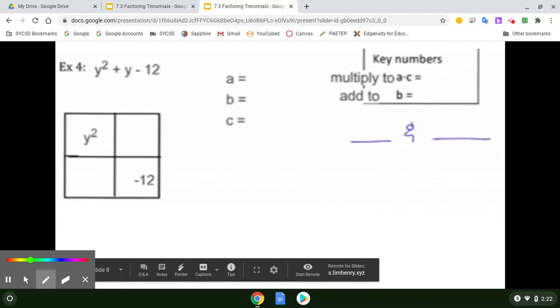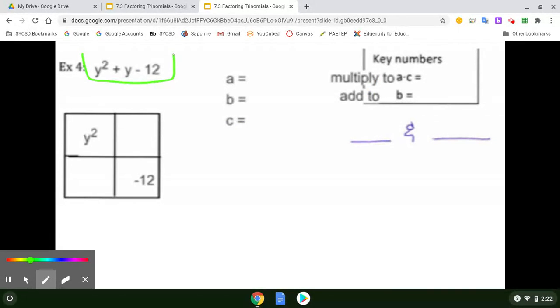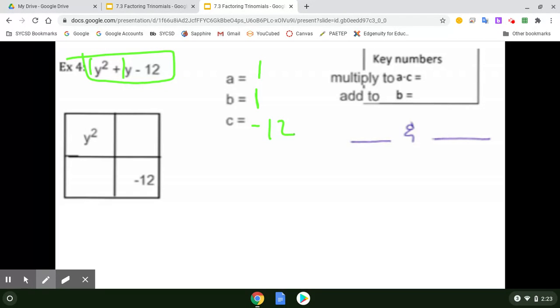And example 4, we're starting with y squared plus y minus 12. So for our values, a is an invisible 1, b is also an invisible 1, and c is negative 12. So our key numbers must multiply to 1 times negative 12, which is negative 12, and add to 1. So think about that for a moment. Pause if you need. What two numbers multiply to negative 12 and add to 1?